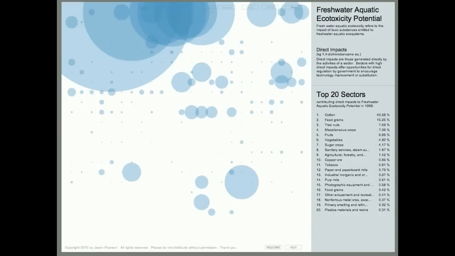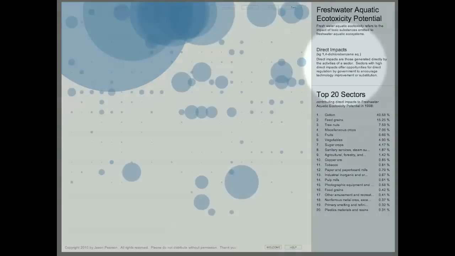Or I can use Economy Map to see which sectors contribute the most toxic pollution to our rivers and lakes. In this case, 40% of all freshwater toxic pollution is caused by the cotton industry. Both of these maps, for global warming and for freshwater toxicity, show the direct impacts of each sector. The direct impacts perspective is particularly useful in thinking about which sectors to target for direct regulation or for sustainable production strategies, because these are the sectors that are generating the most significant direct, on-site environmental impacts.